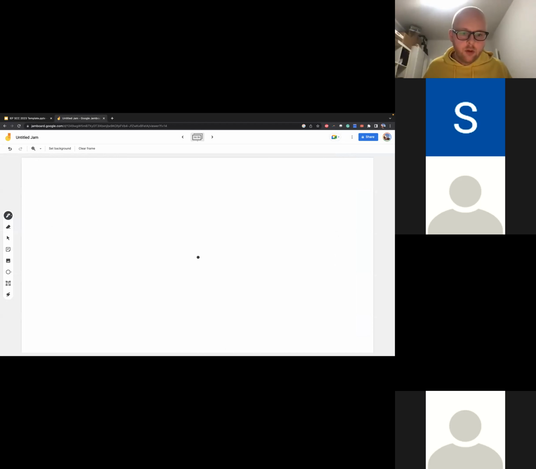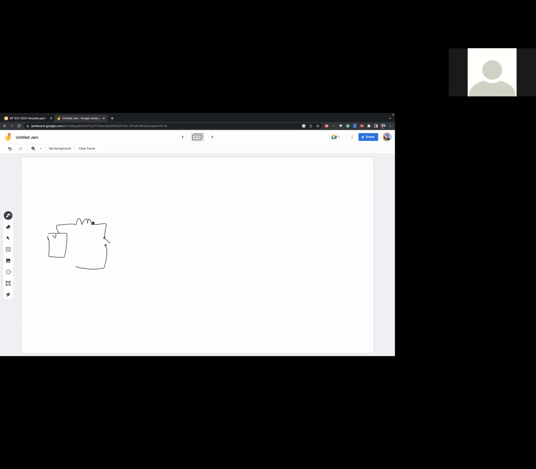Yes, here. So you have a boost MPPT. You have your PV. You have your boost converter. And then you have your diode here. And you have your capacitor here. And then you connect your battery, right?